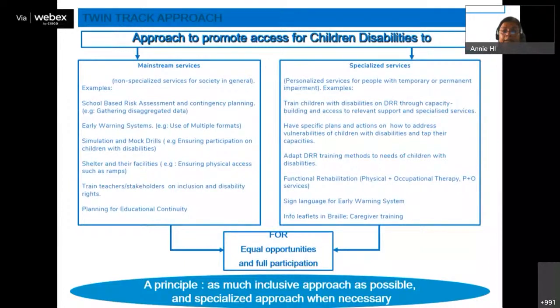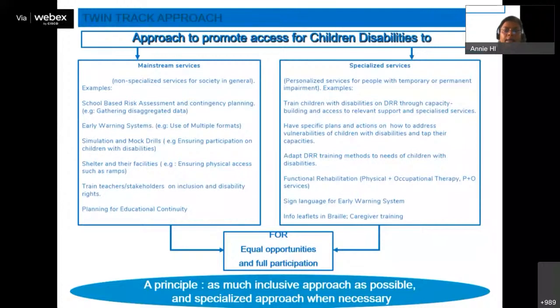Ensuring shelters and their facilities are accessible. So when children identify that these are the shelters, this is where I will be safe. Safety is very, very important along with accessibility. Accessibility means not just that I can reach the place. Okay, I can reach the shelter, but can I use the shelter? Can I go to the bathroom? Can I move around inside the shelter? Am I safe in that place? So it is not just reaching, it is also using that shelter, and also feeling safe in that shelter. So as a child with disability, am I safe?